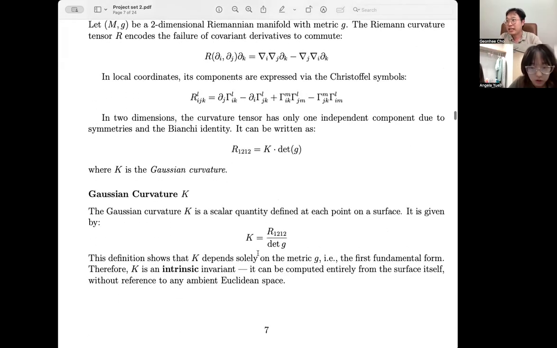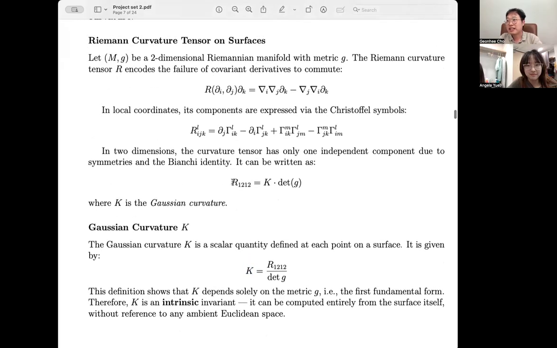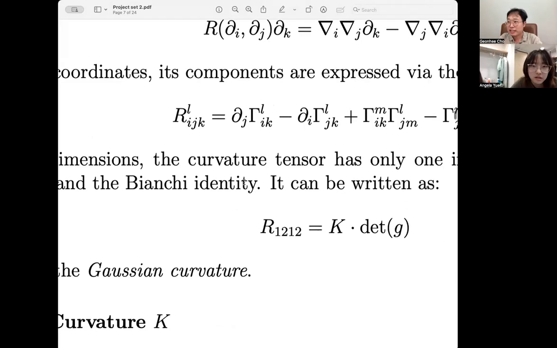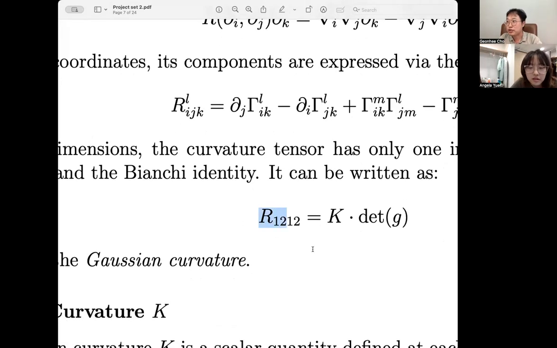So the last thing: now you've reached the concept of the Gaussian curvature, but there's one single last step that you need to know. If you look at the position of the indices, there's a superscript here, and there's no superscript there. It's confusing, so there's one more step that I should explain.